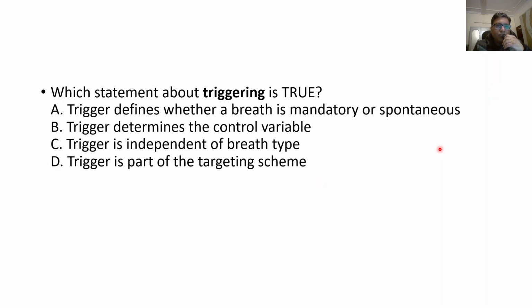Which statement about triggering is true? Triggering defines whether a breath is mandatory or spontaneous. No. Triggering determines the control variable. Triggering is dependent on breath type. Triggering is part of targeting. So triggering is independent of breath type. That we need to understand. Triggering does not define whether the breath is mandatory or spontaneous. A triggered breath may be mandatory.